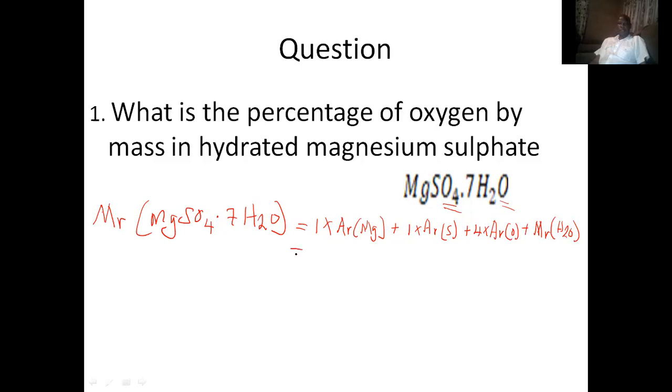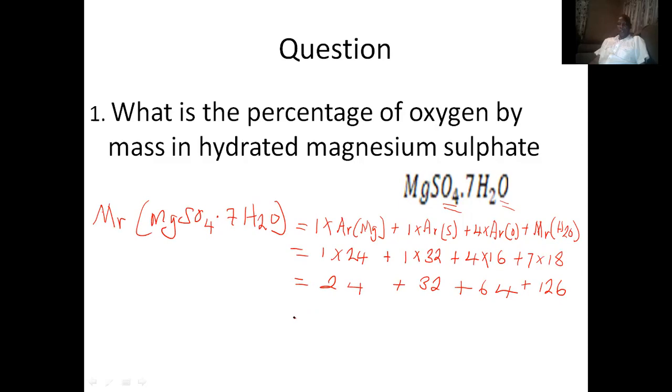So what we get here is 1 multiplied by 24, which is the relative atomic mass for magnesium, plus 1 multiplied by 32, the relative atomic mass for sulfur, plus 4 multiplied by 16, which is the relative atomic mass for oxygen, plus 7 multiplied by the relative molecular mass for water, which is 18, which is for oxygen 16 plus 2 for hydrogen, which is 18. So we have 24 plus 32 plus 64 plus 126.